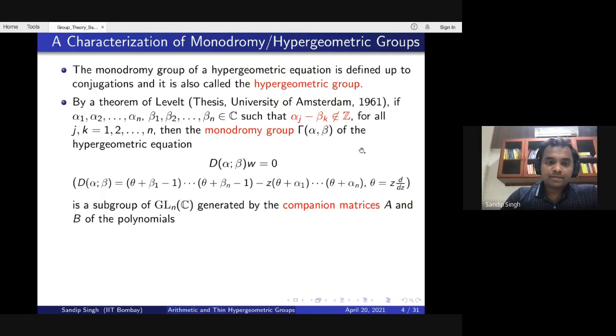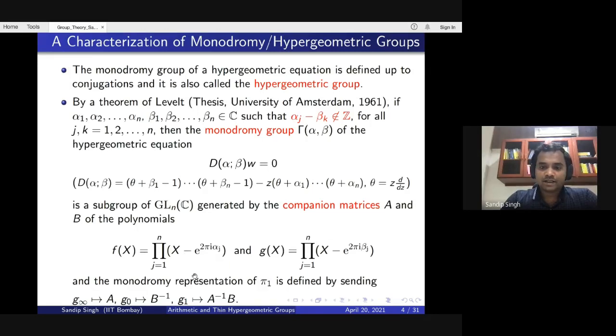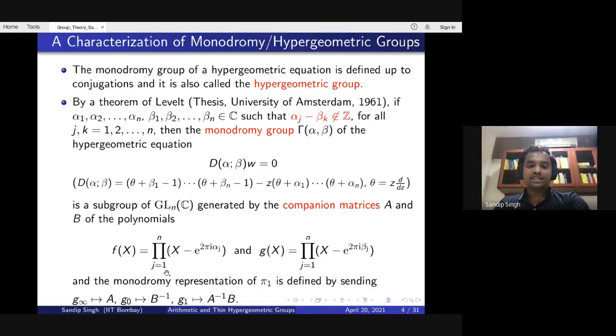This monodromy group gamma(alpha, beta) of the hypergeometric equation is a subgroup of GL_n(C) generated by the companion matrices A and B of the following polynomials F(x) and G(x). A is the companion matrix of the polynomial F, and B is the companion matrix of the polynomial G. From the differential equation we get these numbers alpha_1, ..., alpha_n, beta_1, ..., beta_n. Once you know that, the polynomial F(x) is the product of (x minus e^(2 pi i alpha_j)), and G is the product of (x minus e^(2 pi i beta_j)).